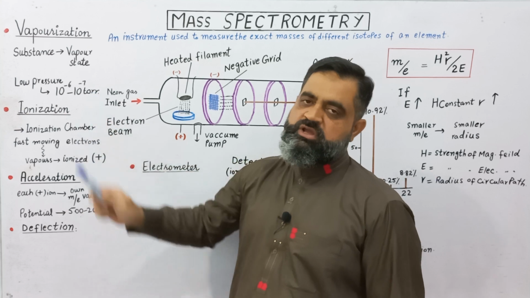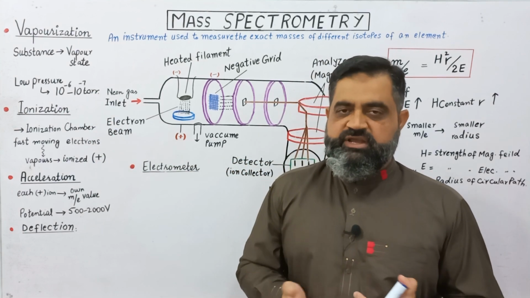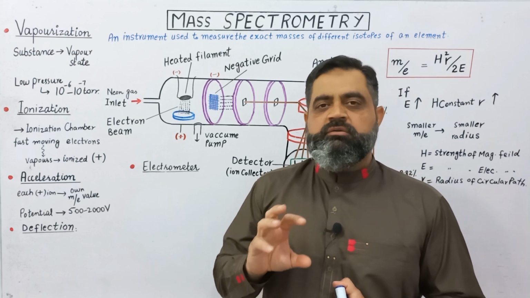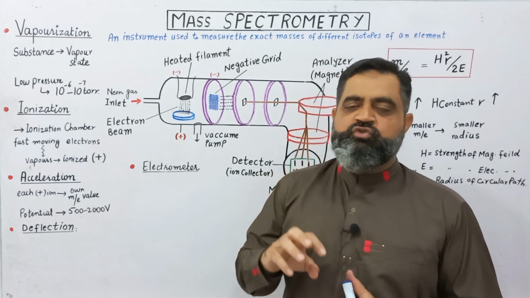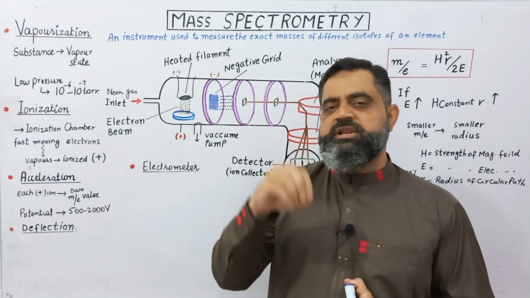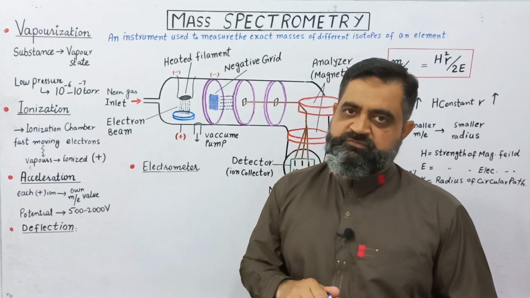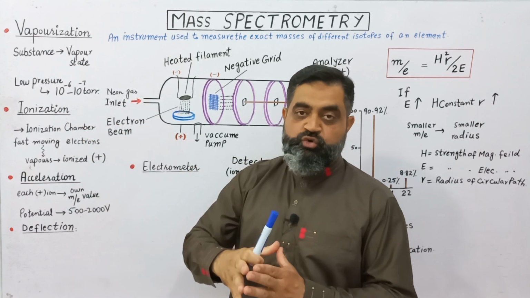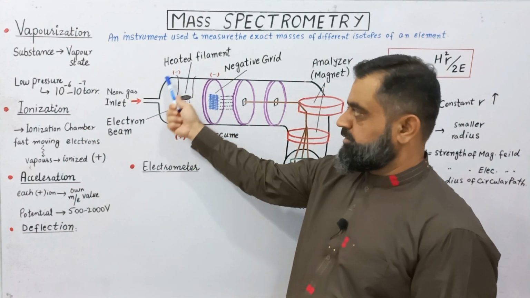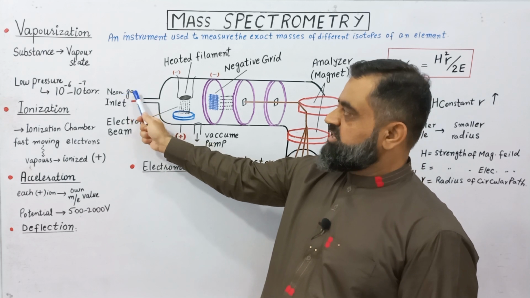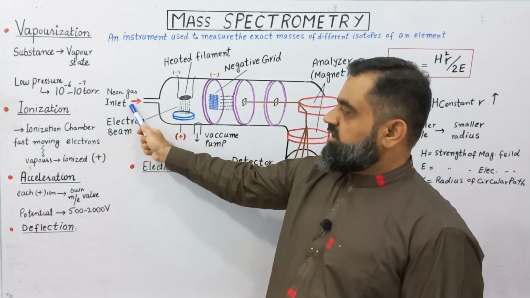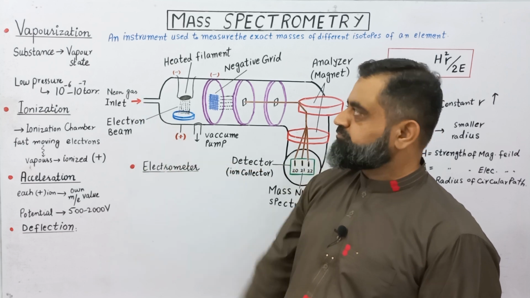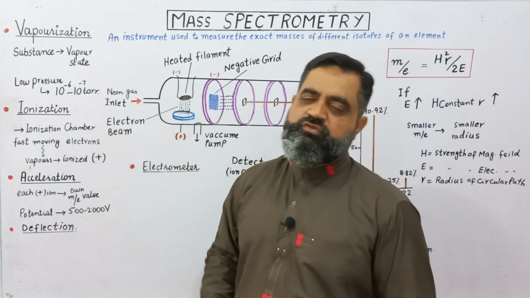As you know, our atmosphere has 760 torr pressure, but we are going to reduce it to one billionth of atmospheric pressure, which is going to be 10 raised to power minus 7 torr. So it is very low pressure inside this chamber, and the neon gas is going to enter from a tube-like structure which is the inlet. So this is the first step of the mass spectrometer.